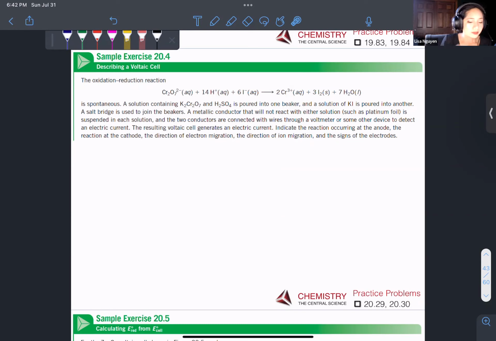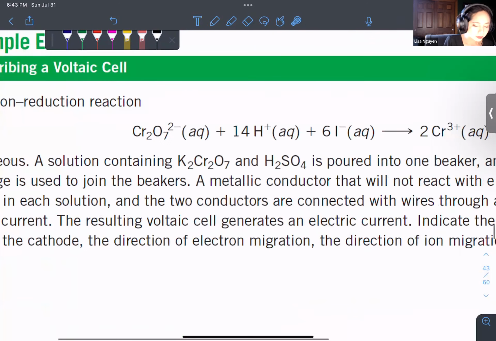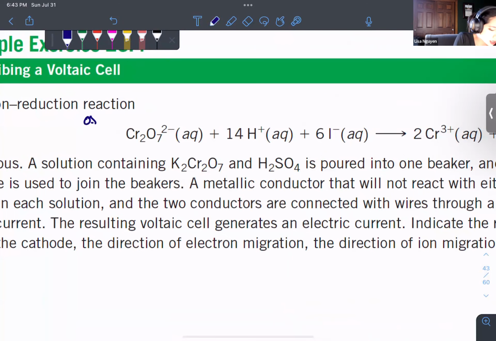So basically, with this question, my strategy here is to determine the oxidation numbers of all of the reactive species, the things that are changing. And once you determine those oxidation numbers, you can figure out what substance is being oxidized, what's being reduced, and then therefore you can determine what is the cathode and what is the anode. So looking at oxidation numbers here for our substances.